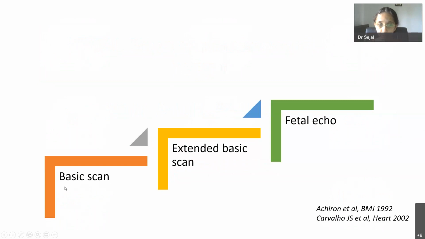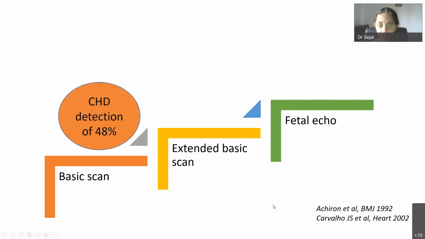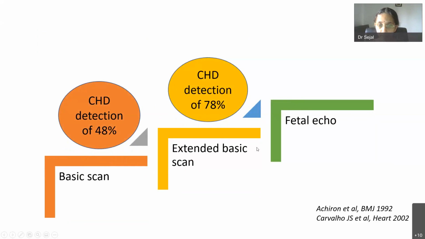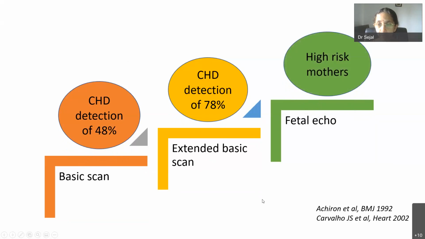And also one most important fact which we understood in the last session was that we have three types of scans available. The basic scan, which includes only a four-chambered heart, an extended basic scan, which includes the outflow tracts, and the fetal echo. These are the three steps where you could see the heart. However, the basic scan is known to pick up only up to 50% of the heart diseases, in contrast to the extended basic scan, where 80% of the heart diseases can be picked up.